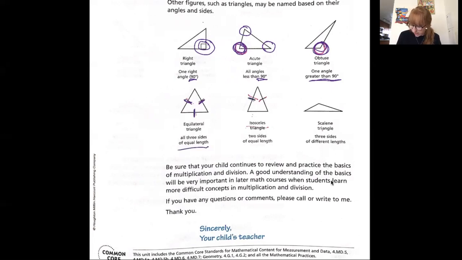On an isosceles triangle, again, we use those tick marks. Those two side lengths are the same. So it's an isosceles triangle. And then a scalene, there's no tick marks on any of those sides. So none of them are equal. So it's a scalene triangle.